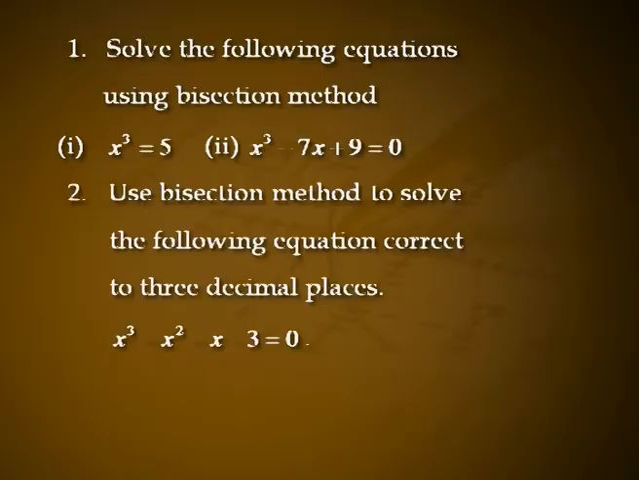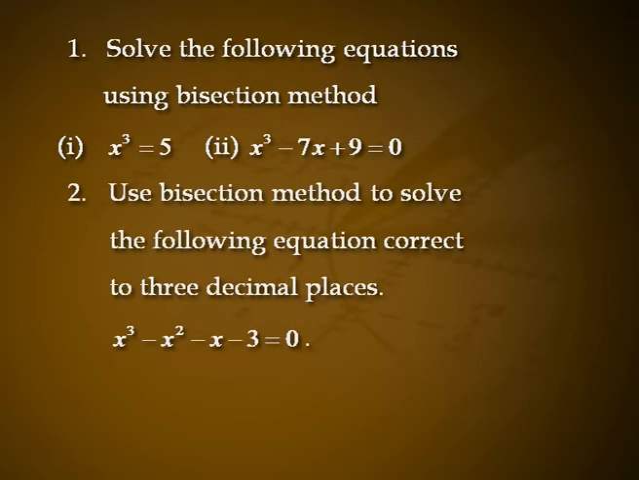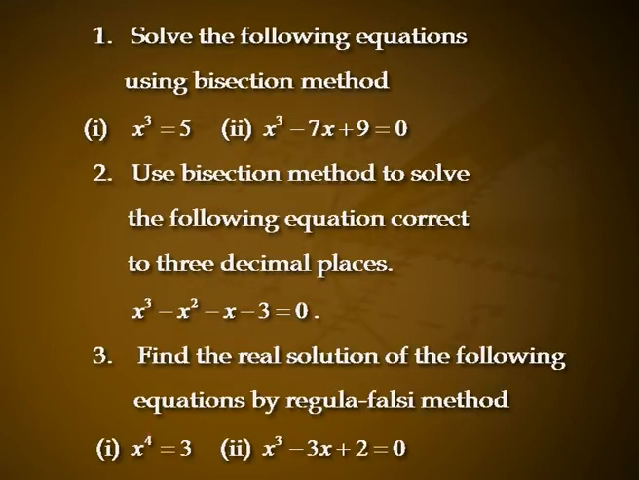Before concluding the session, try to solve the following problems. Number 1. Solve the following equations using the bisection method. 1. x cubed equals 5. 2. x cubed minus 7x plus 9 equals 0. Number 2. Use the bisection method to solve the following equation correct to 3 decimal places. x cubed minus x squared minus x minus 3 equals 0.